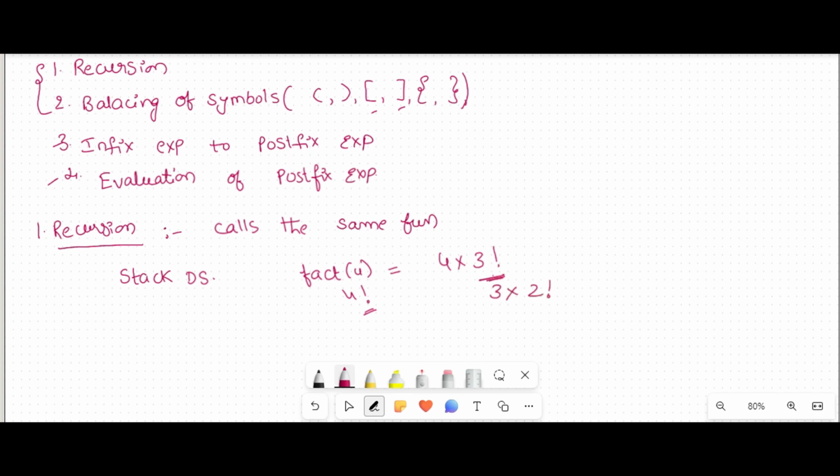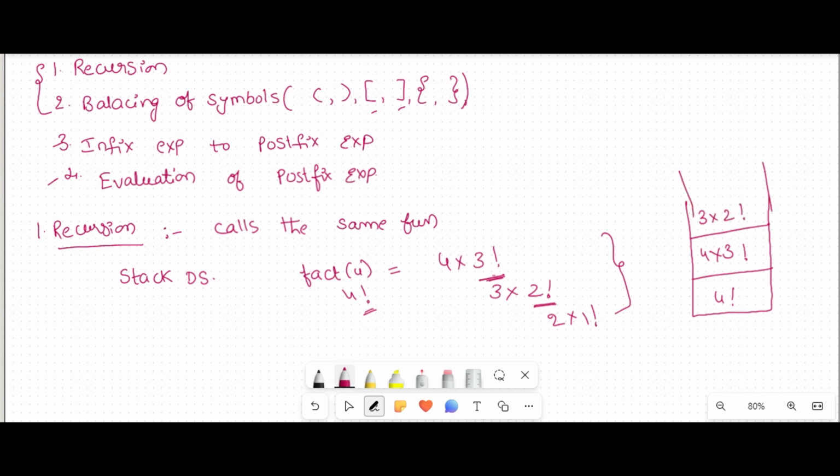To calculate one number's factorial, we have to calculate another number's factorial. Function calls the same function. Again, 2 factorial is nothing but 2 into 1 factorial. So this recursion concept uses a stack data structure. 4 factorial is 4 into 3 factorial, 3 factorial is 3 into 2 factorial, 2 factorial is 2 into 1 factorial.